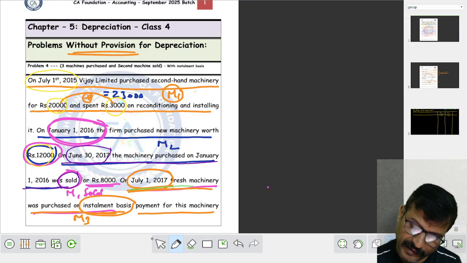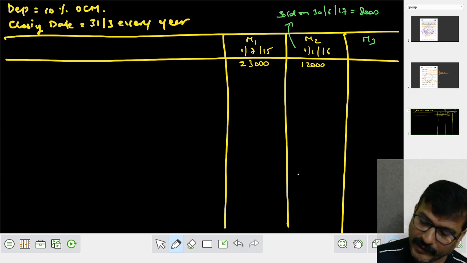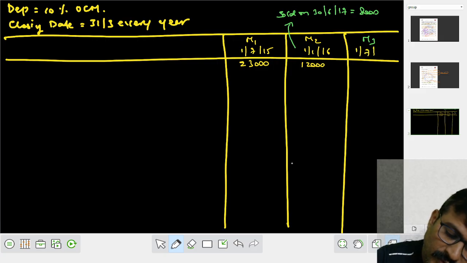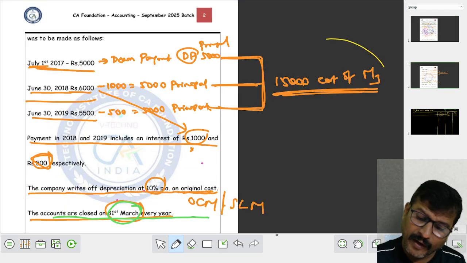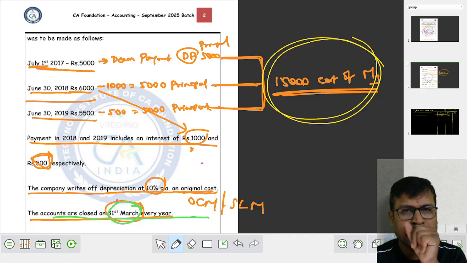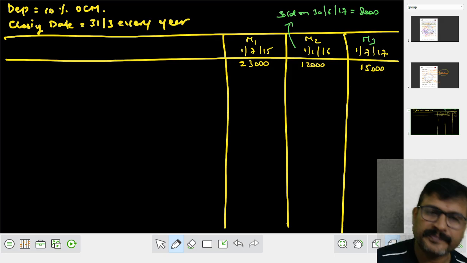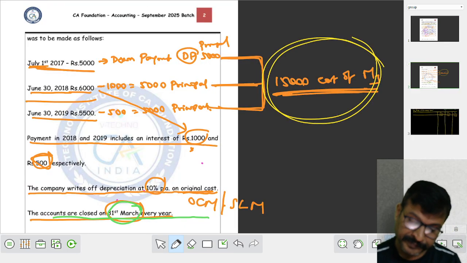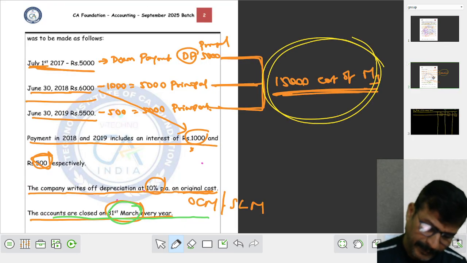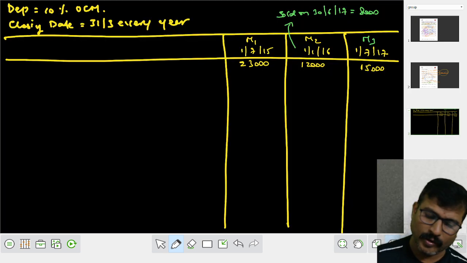On July 17, fresh machinery purchased. M3. When did they purchase? 1st July 2017. For what amount? We have calculated the amount. The cost of the third machine is 15,000 rupees. Fine. Company rate of depreciation is 10% on original cost method. Shall we move on to the solution?